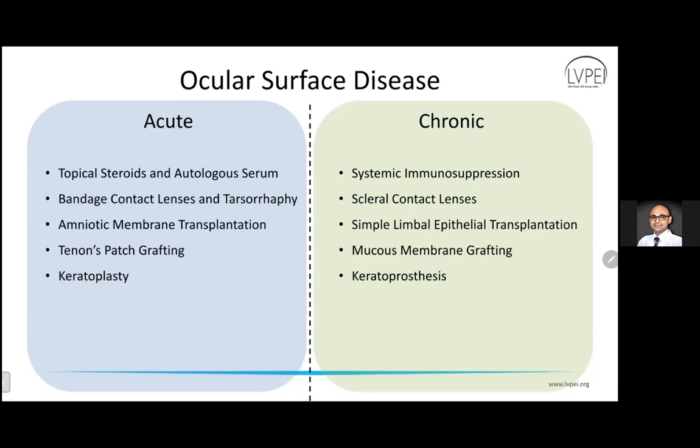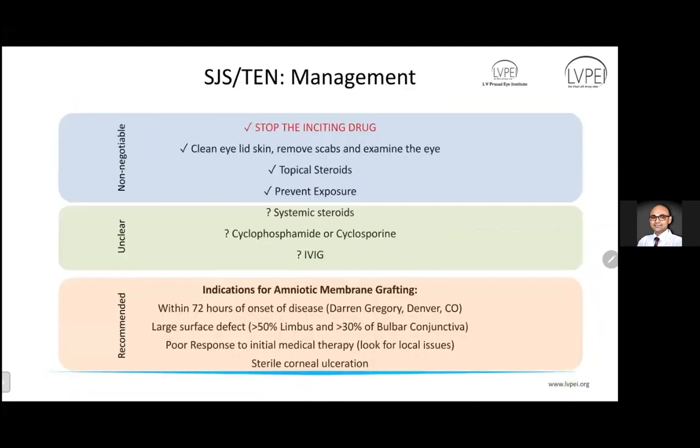So these are all the surgical procedures that you should be familiar with by the time you finish your fellowship, or if you are going to be managing ocular surface disease. The procedures for managing acute disease are on your left, and the procedures for managing chronic disease are to your right. Now, I'll just leave you with this one line on SJS, and maybe we will talk about acute management in more detail in a separate class because it's mostly surgical.